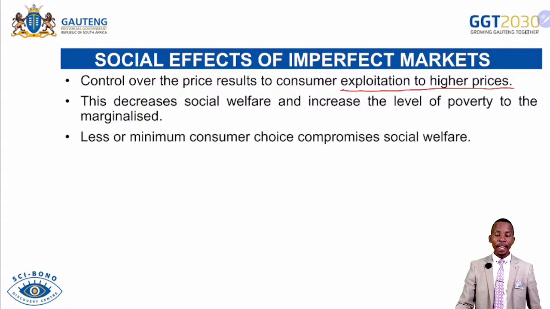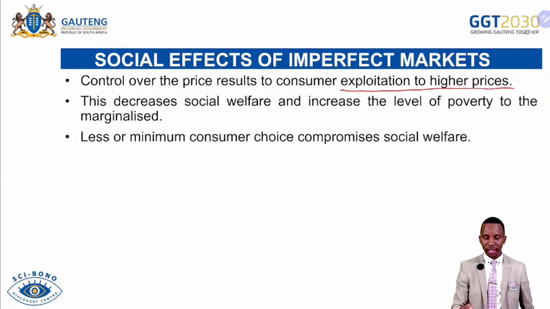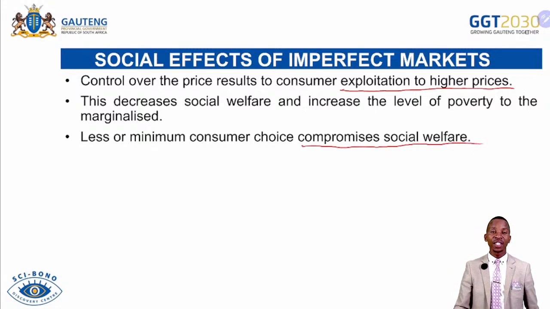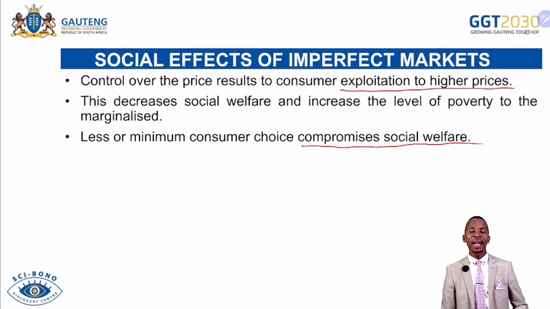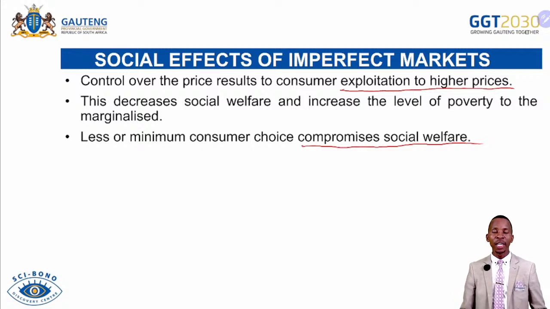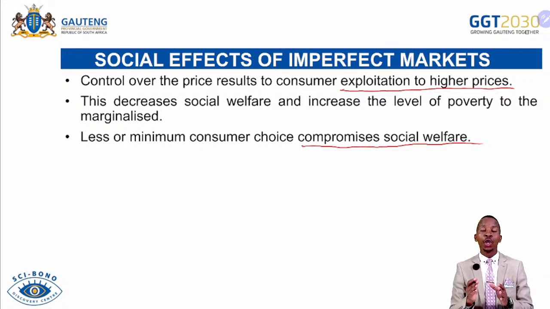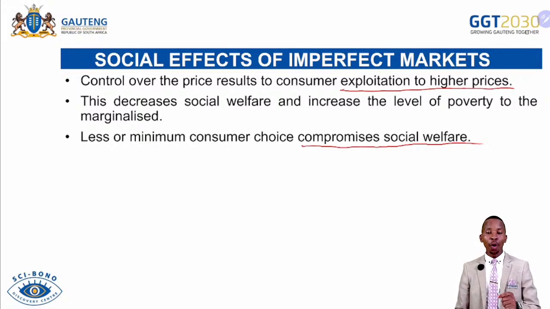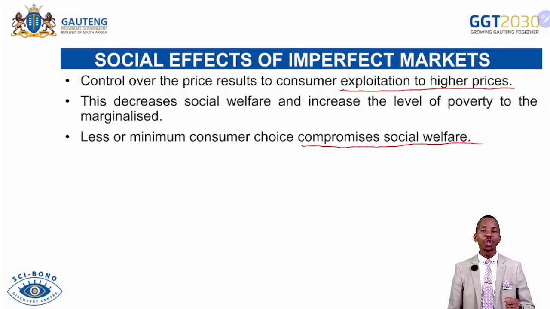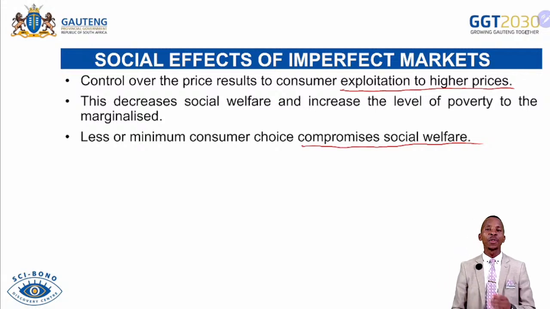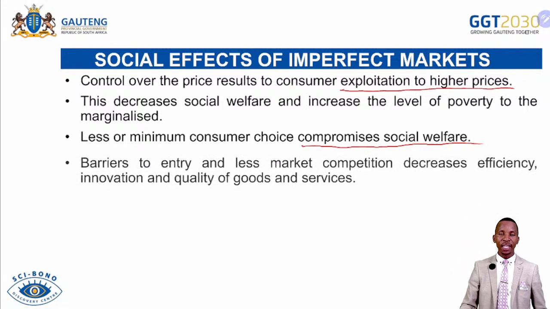And then less or minimal consumer choice compromises social welfare. Remember, under some imperfect market structures, consumer choice is not unlimited, but limited. Like monopoly, which has only one seller, meaning consumers do not have any choice or alternative to choose from. Therefore, this compromises consumer welfare because they cannot choose. They are forced to demand the product from the only supplier existing within the market.